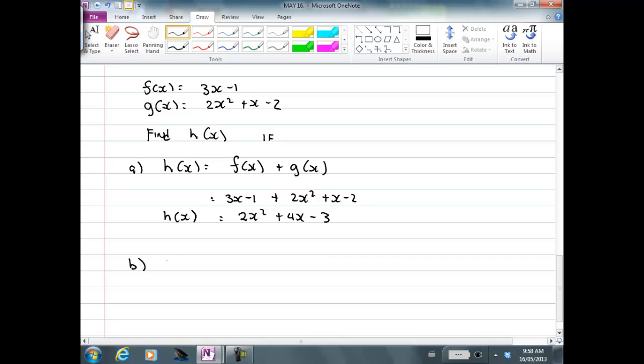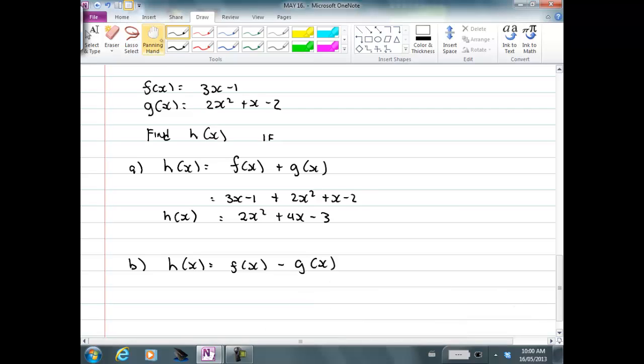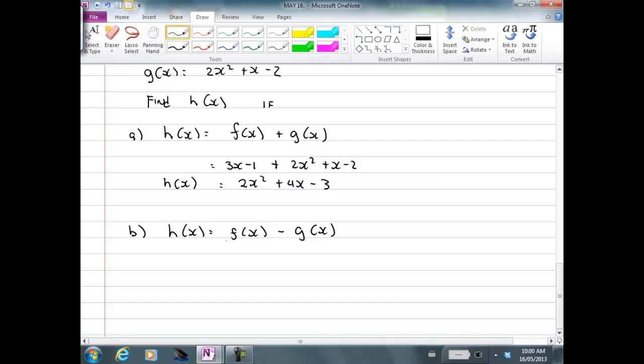I'm going to twist it up a bit. I'm going to say h of x equals f of x minus g of x. Again, I'm going to pause it. Show me your work for this one. What did you do? So you went 3x minus 1 minus 2x squared minus x. Now I'm going to be careful. I'm going to use brackets this time.